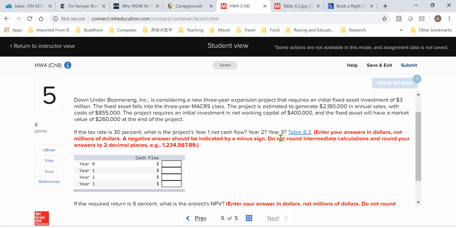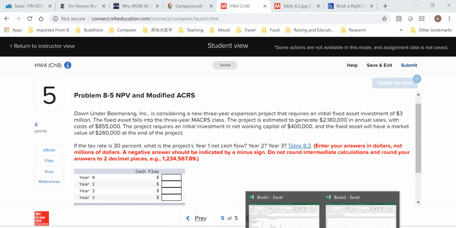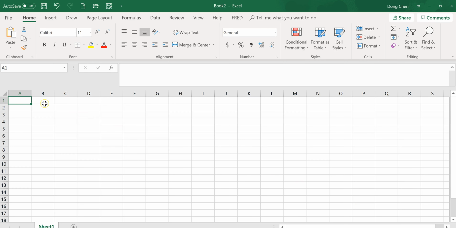So I find using Excel is very convenient to meet this rounding requirement, especially not rounding the intermediate calculations and rounding your answers to a certain decimal place. It's very convenient to change the number of decimal places in Excel. And using Excel automatically meets this not rounding intermediate calculations requirement. So that's why I choose to use Excel to solve this problem.